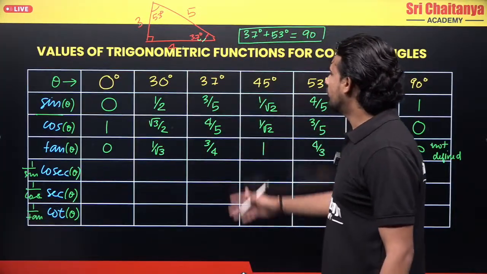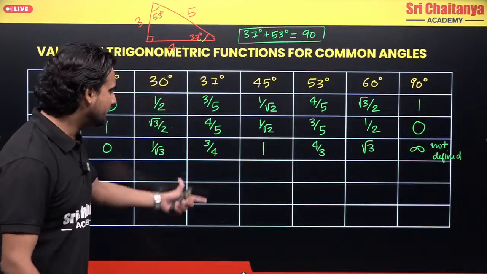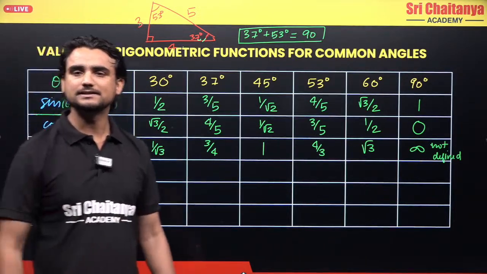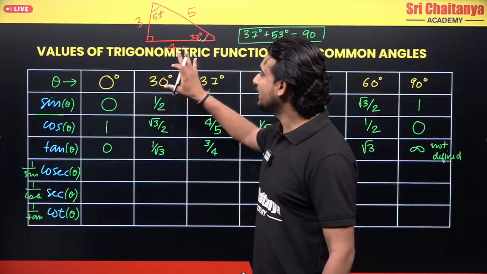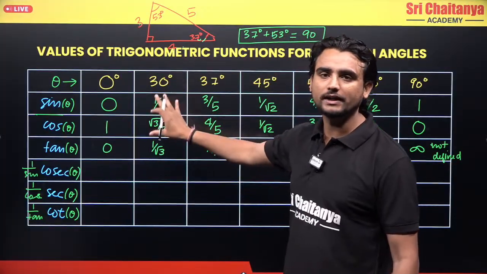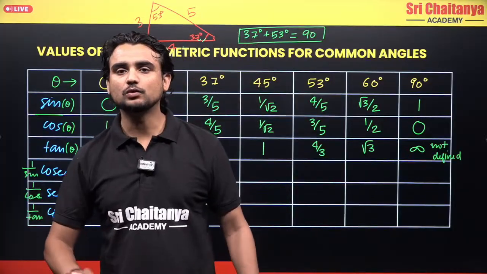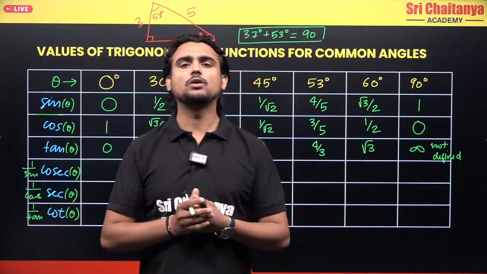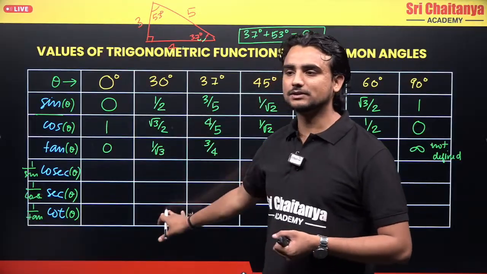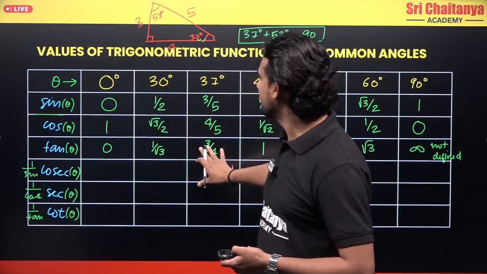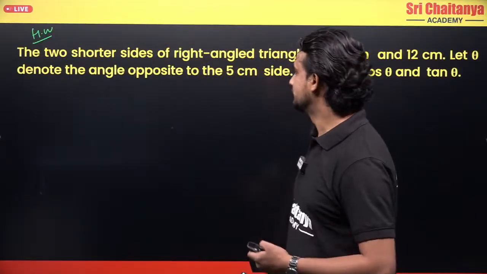Later on we talked about values of trigonometric functions for common angles, and I told you to complete this table. I hope you have completed it, and I also told you that this is a very important table for your physics journey in class 11th and 12th. Without this you will not be able to solve many of the questions. So I request you to please remember this table and learn it by heart, because this is very important.